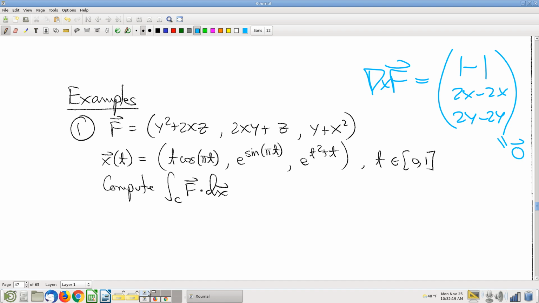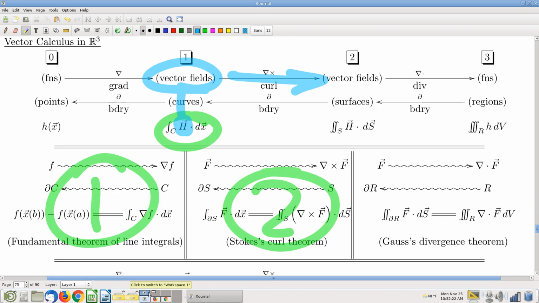All right, so going back to the diagram, we computed the curl. We got 0. And that means that there is an anti-gradient. Therefore, I can use the fundamental theorem of line integrals. And that's a reasonable candidate for how to solve the problem. How are we doing? Quick pause before we go on to the next thing.